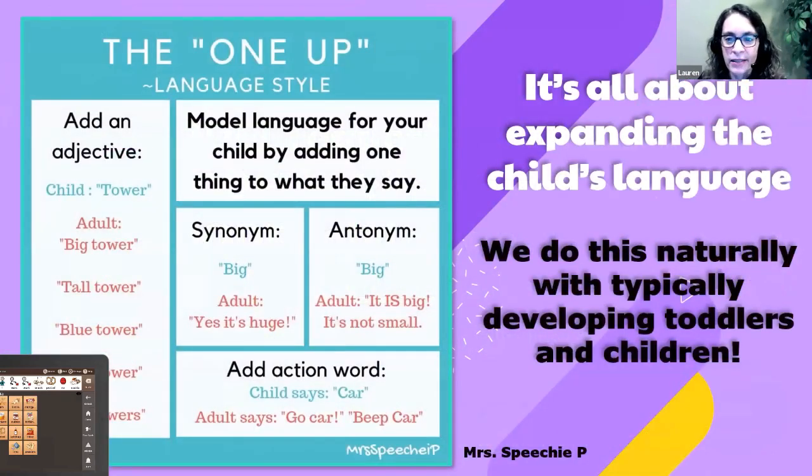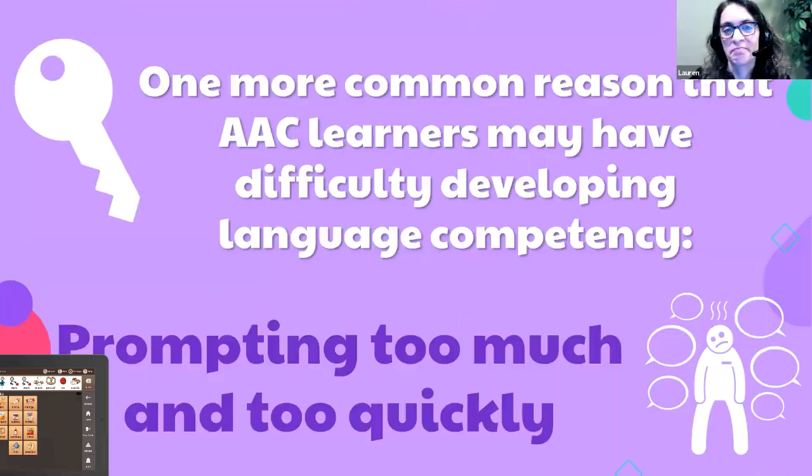We talked about expanding a child's language already. We do this with typically developing kids. They say ball, they say, oh yeah, that's a big red ball. Let's bounce that ball. We do that normally. We need to do that with our AAC learners and do it using their systems.